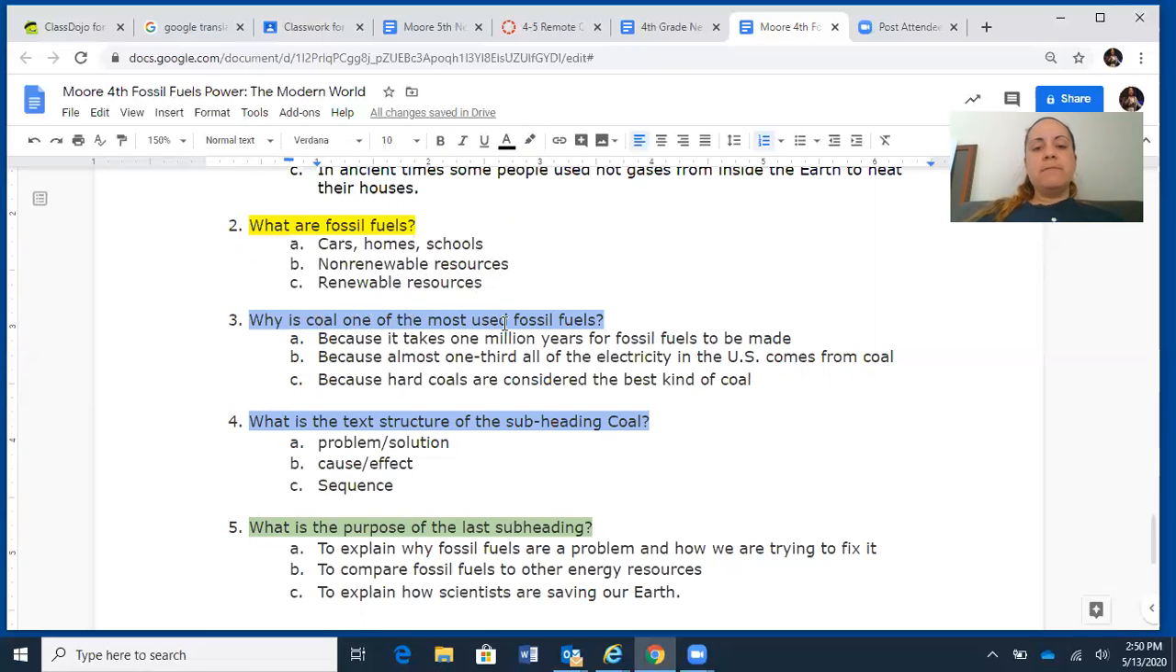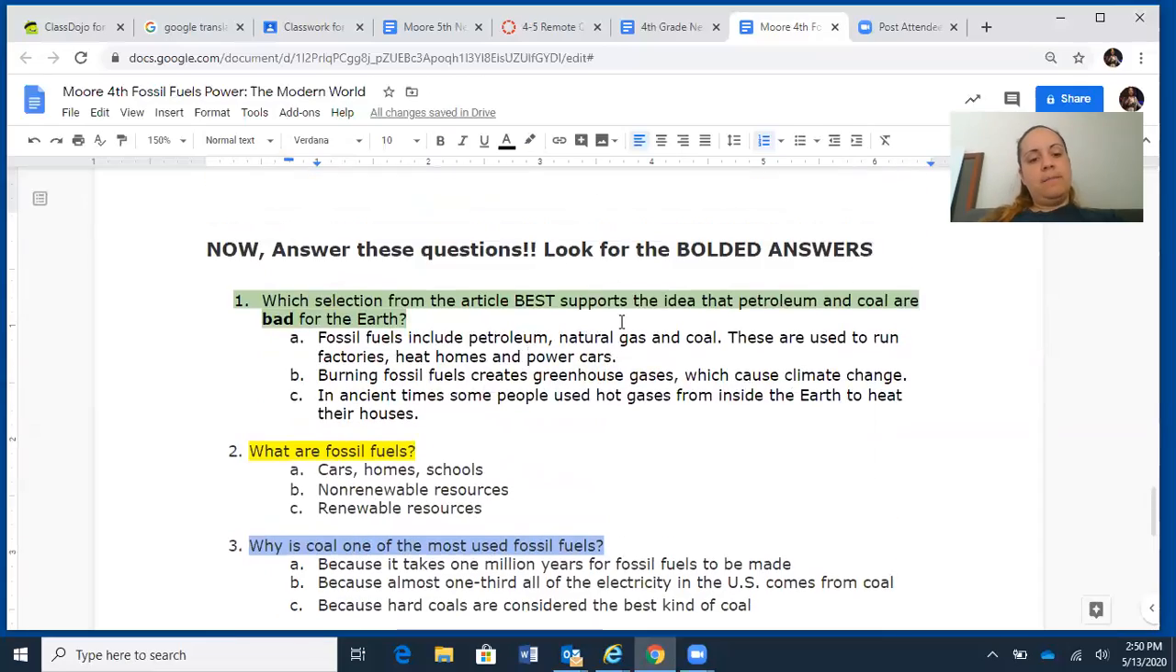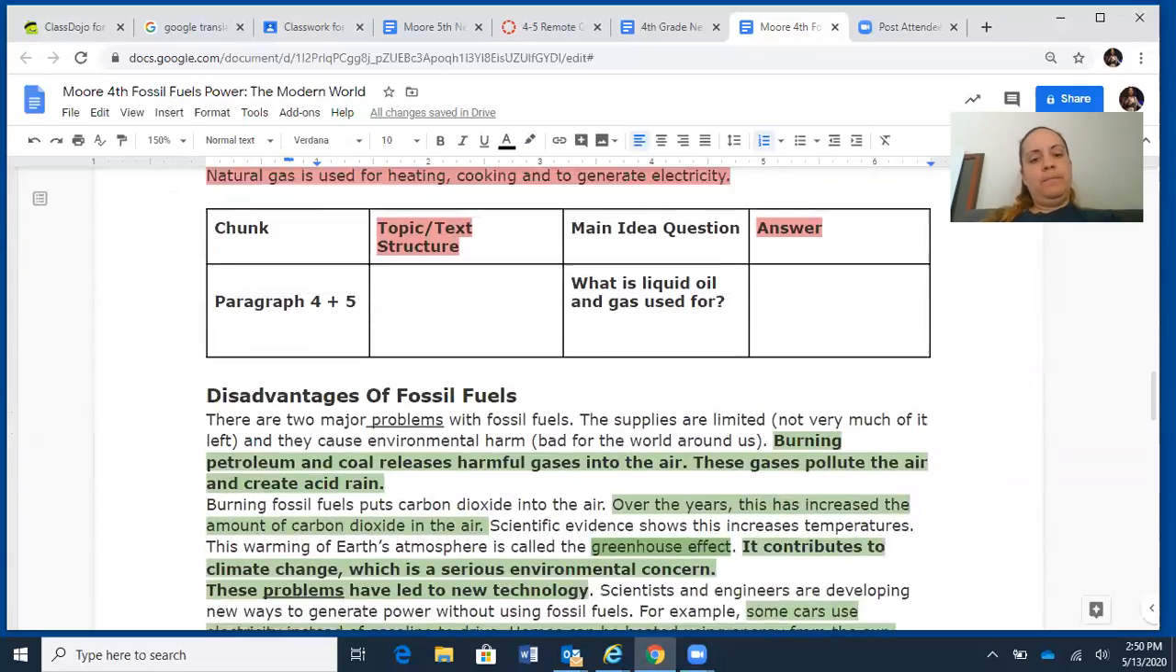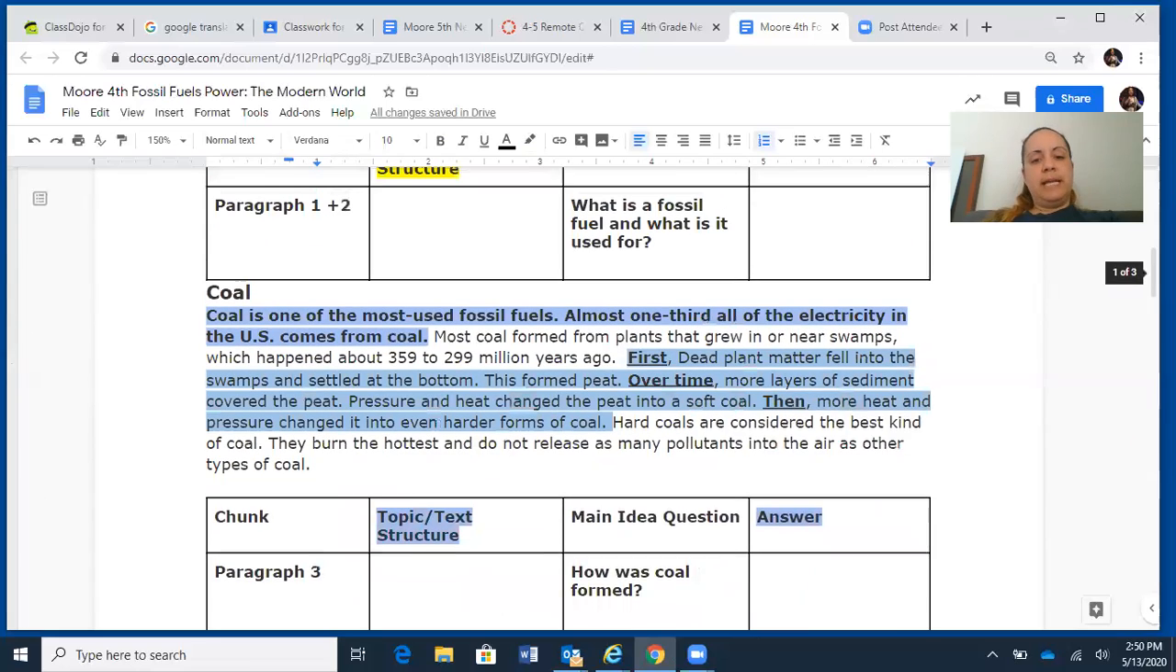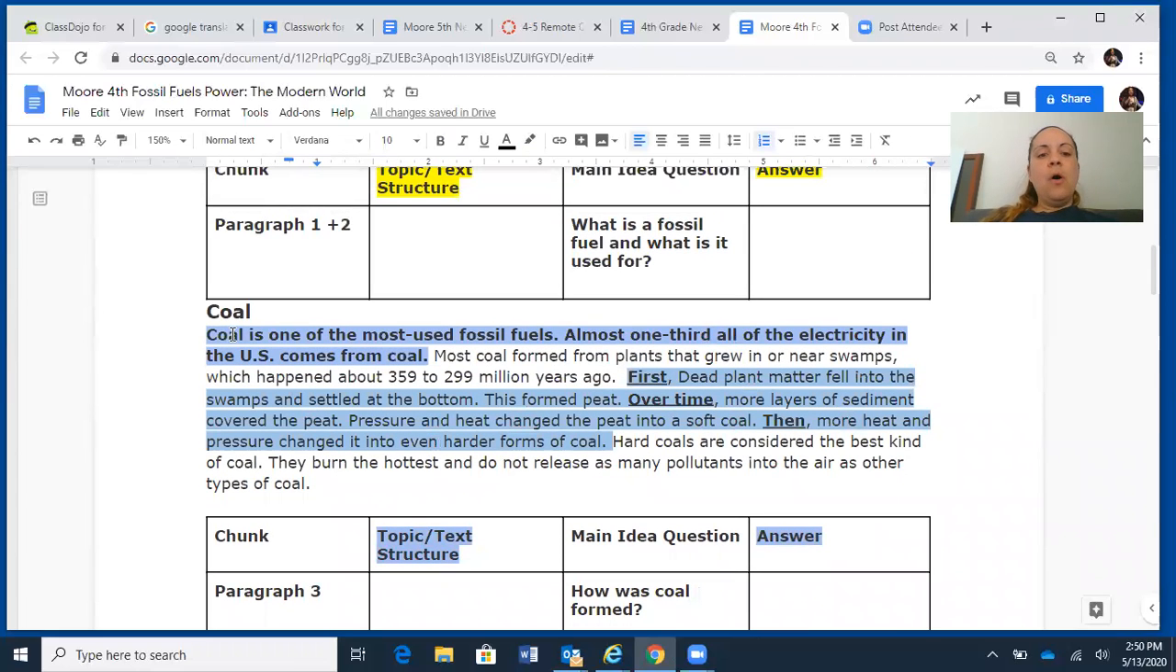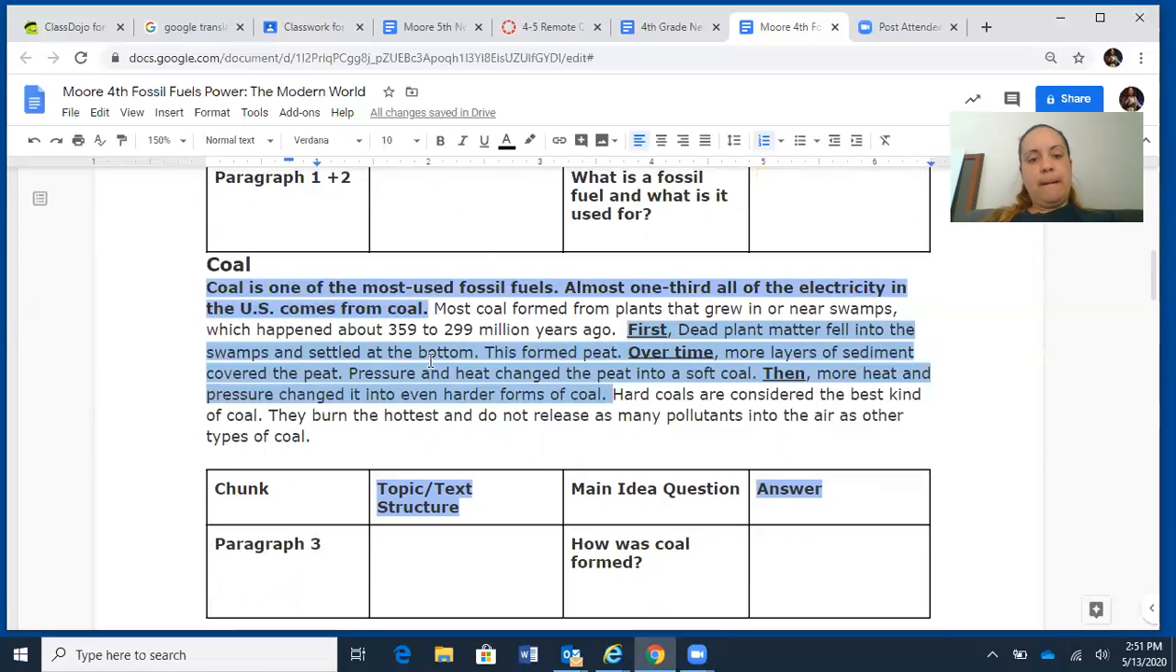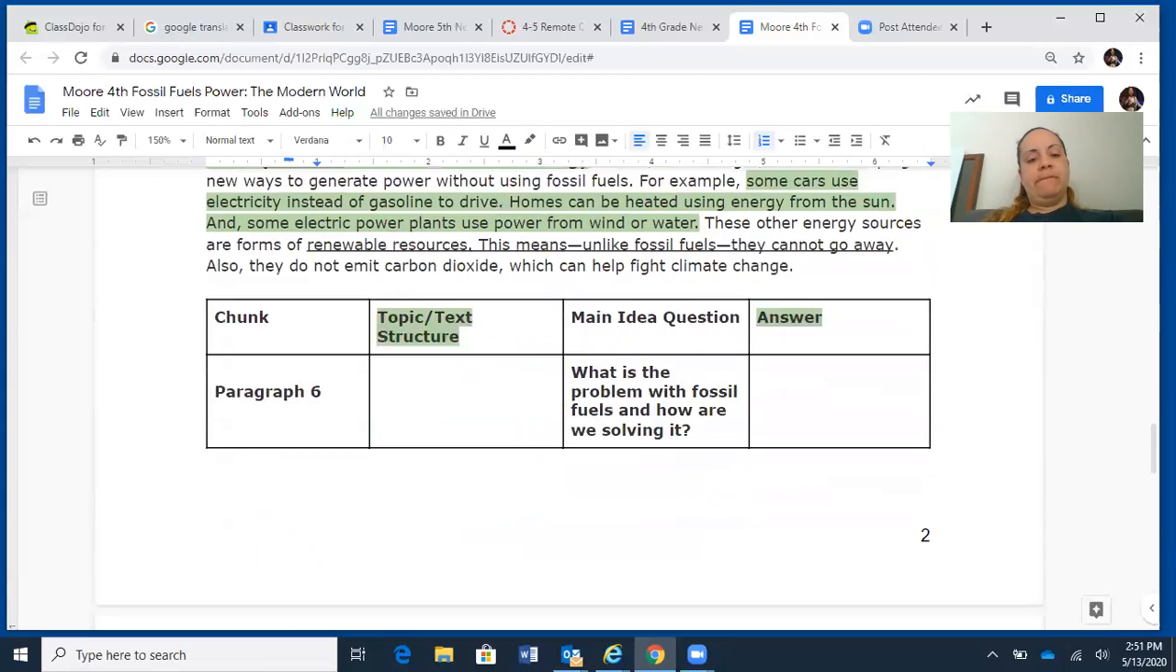All right, number 3. Why is coal one of the most used fossil fuels? All right, let's go back up to the blue. Looking for the bolded answers in blue. Here we go. Coal is one of the most used fossil fuels. Almost 1/3 of all the electricity in the US comes from coal. There it is. See if we can find it.